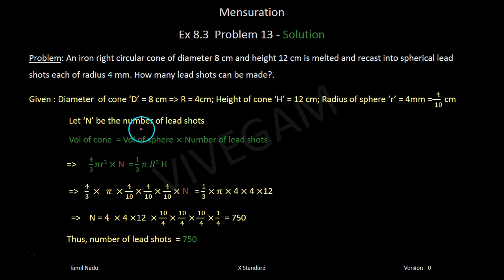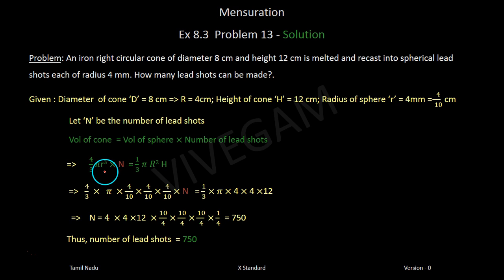So let n be the number of lead shards. As told earlier, volume of the cone is volume of the spherical lead shard into number of lead shards. Okay. Volume of the cone is 1/3 pi r square h, and volume of the sphere is 4 by 3 pi r cubed, and let n be the number of lead shards. Okay. So that is multiplied by n.